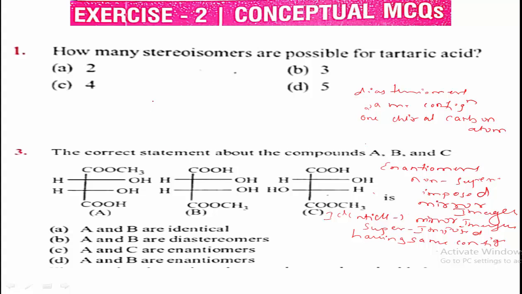Okay, now observe the structures of A, B, C. Students, when you observe the structures, similar groups are present here. Which type of groups? One is COOCH3, it is present here.